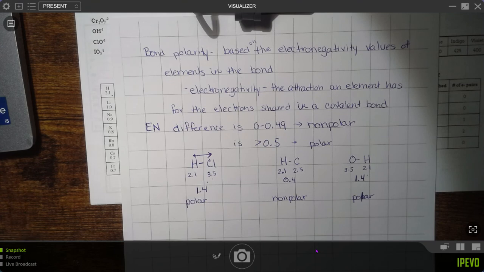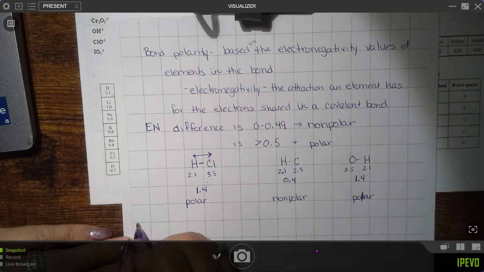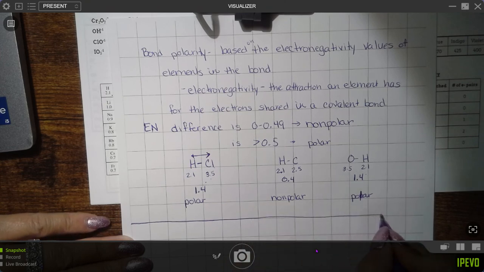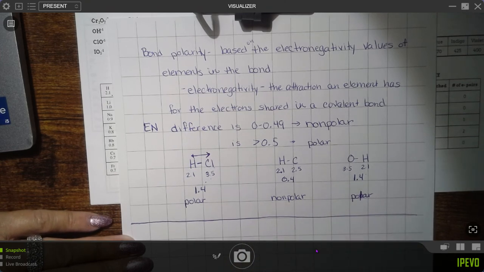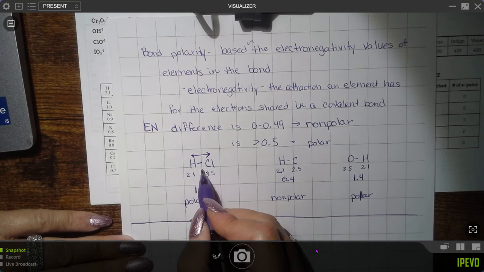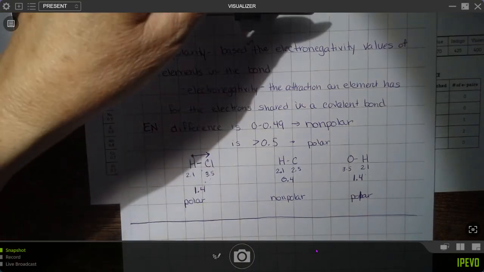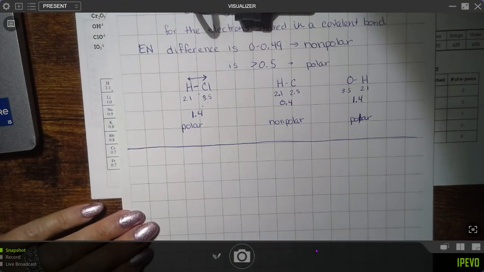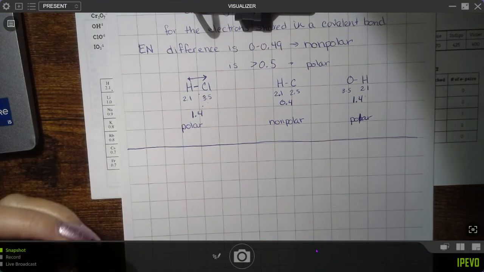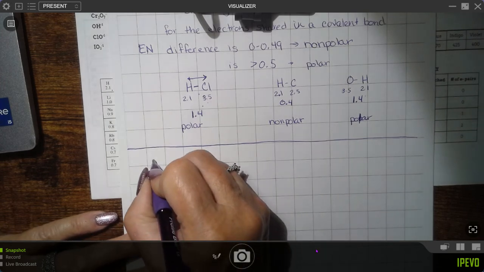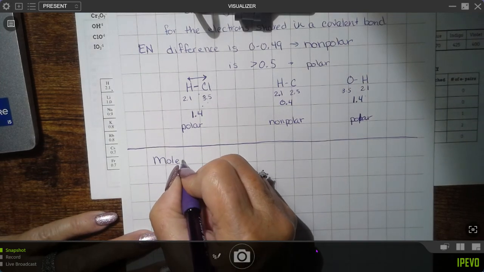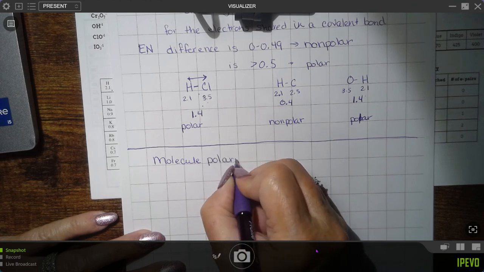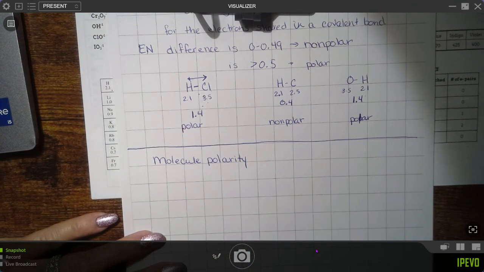Now, more importantly than the polar bond, because we're always going to be looking at molecules. Occasionally we'll have a molecule that just has two atoms in it, but most of the time we're going to be looking at compounds. When we look at a molecule, we have to look at the molecule as a whole to determine if the molecule is polar or not.